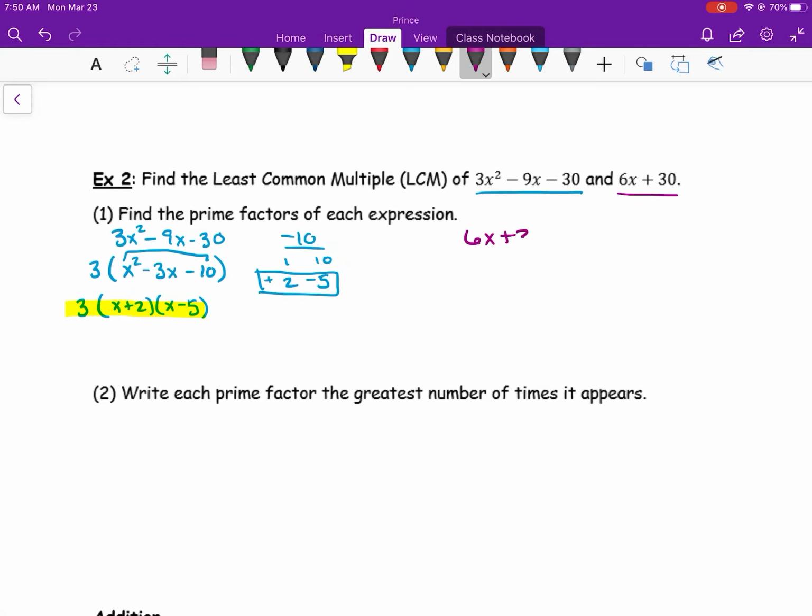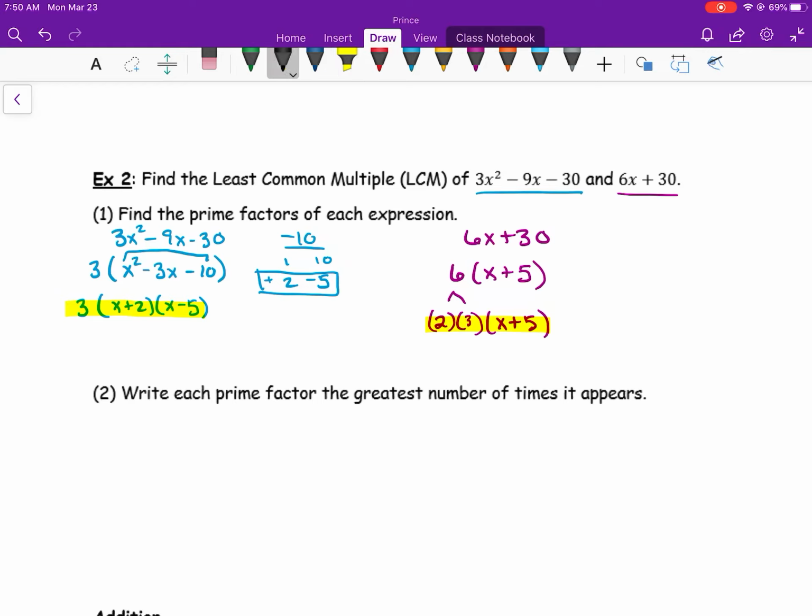Then I'll have 6x plus 30. Greatest common factor is 6. Both terms are divisible by 6, so I get 6 times x plus 5. Now 6 can be broken down to 2 times 3 times x plus 5. 2 and 3 are prime, so we're done.